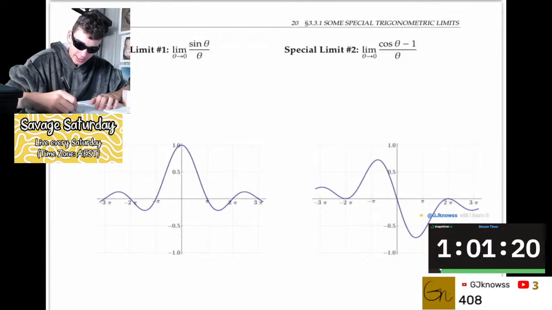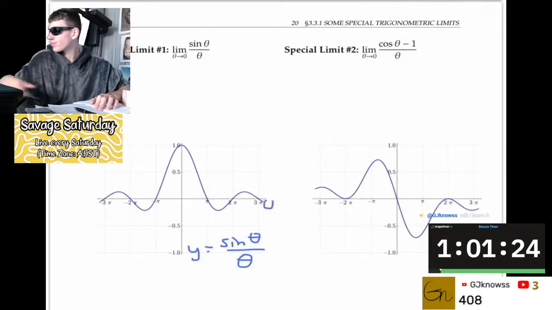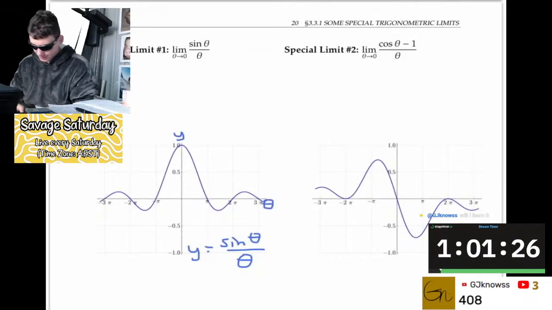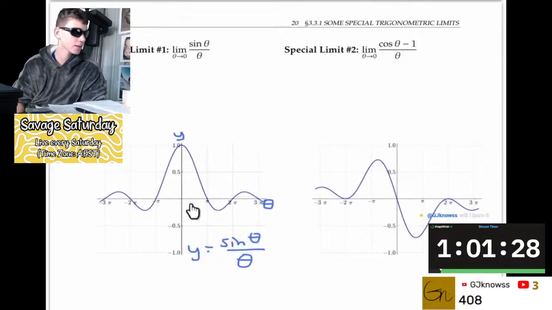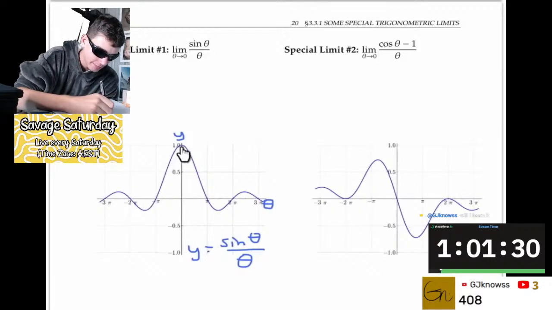We can, however, build up some evidence of what this limit might be by using a calculator and a table of values, or by looking at a graph. So here's the theta axis, and here's the y-axis. And you can see that as theta goes to 0 from either the right or the left, it's looking like the y value is going to 1.